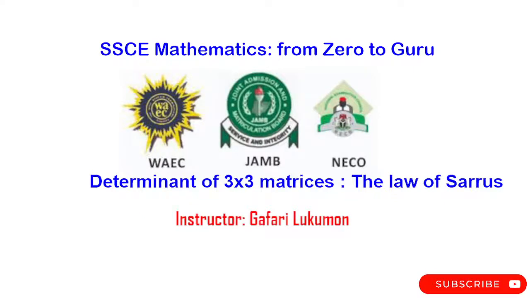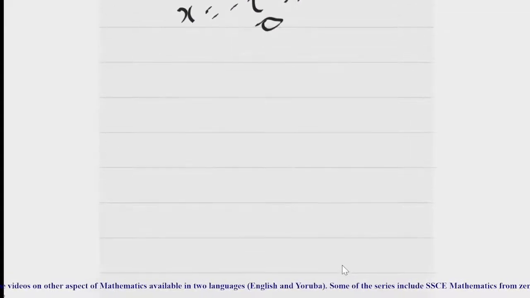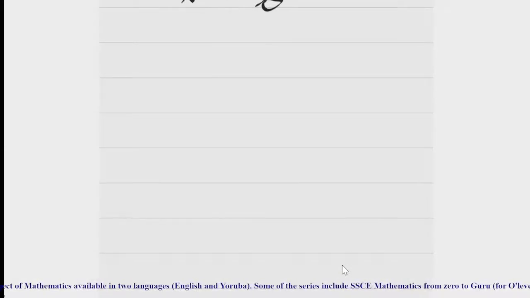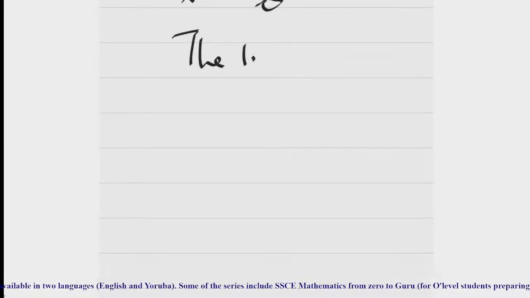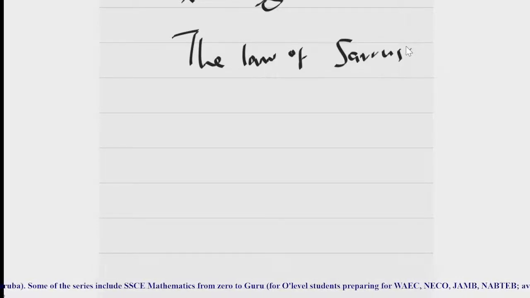Hi guys, welcome back. In this video, I will continue with how to find the determinant of a 3 by 3 matrix. But in this video, I will be using another method called the law of Sarrus, developed by the mathematician Sarrus. It's one of the simplest ways you can find the determinant of a 3 by 3 without actually finding the cofactor or minor of each of the matrices. It is very fast, and I'm going to apply it to the first question I solved in the last video.